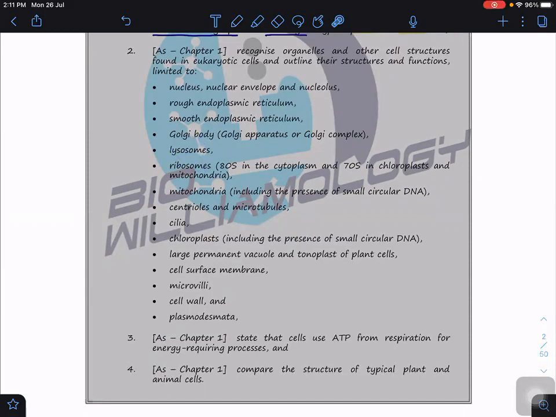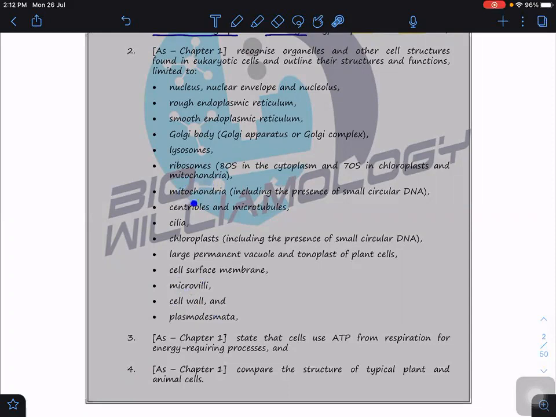For ribosome, we have two forms: 80S in the cytoplasm of the animal and plant cells, or 70S in the chloroplast in the plant cell, or mitochondria in the plant and animal cells. And then we look at the mitochondria, and we need to know that in the mitochondria, we have the small circular DNA, slightly different compared to the DNA inside the nucleus. Then we're going to look at the centriole together with the microtubules, cilia, chloroplast, large permanent vacuole, and the tonoplast for the plant cell, cell surface membrane or plasma membrane, microvilli, cell wall, as well as the plasmodesmata.